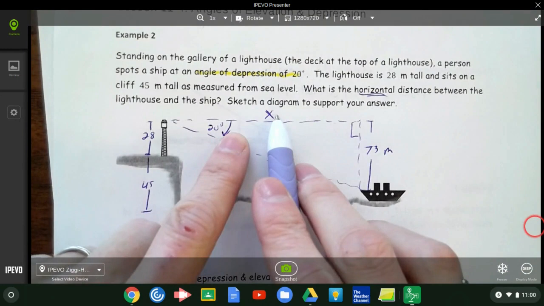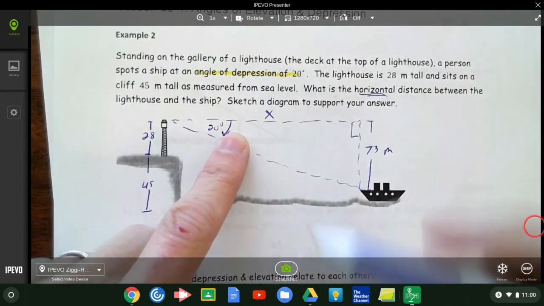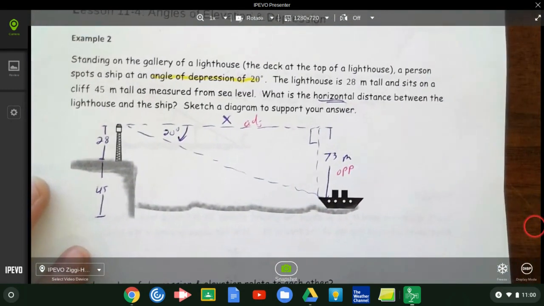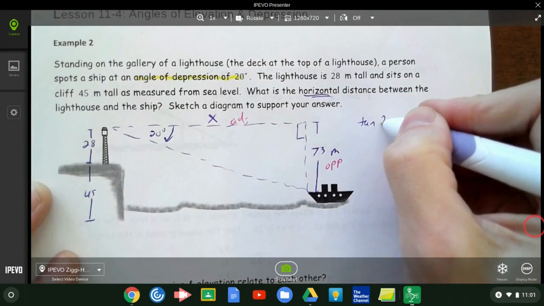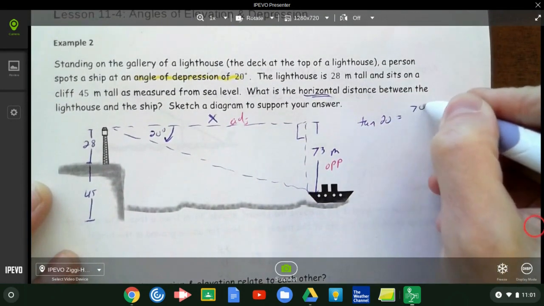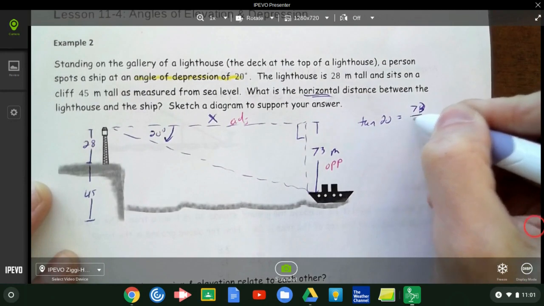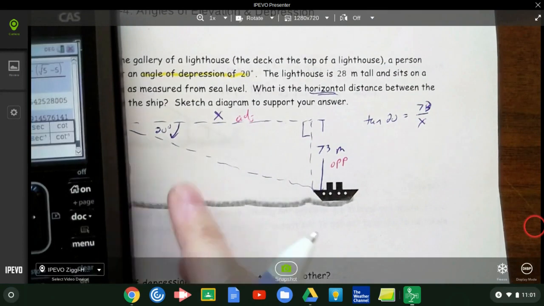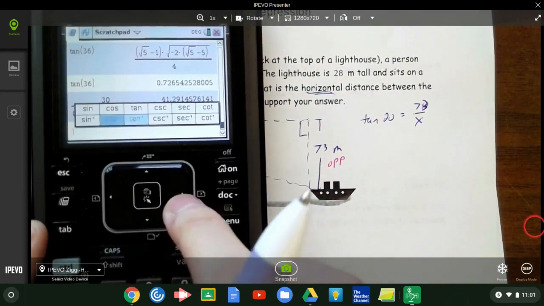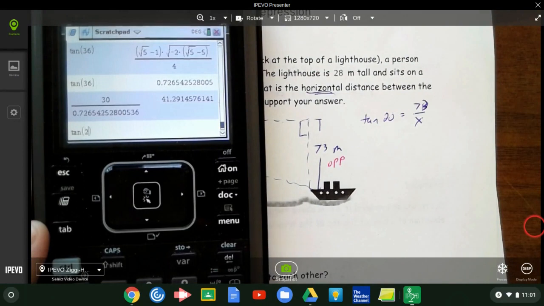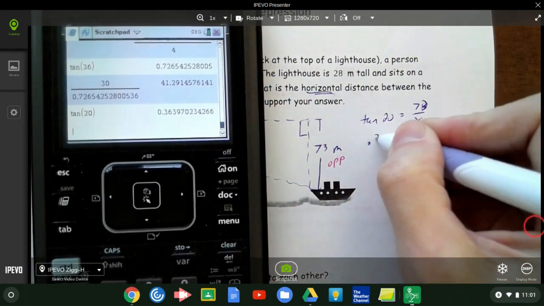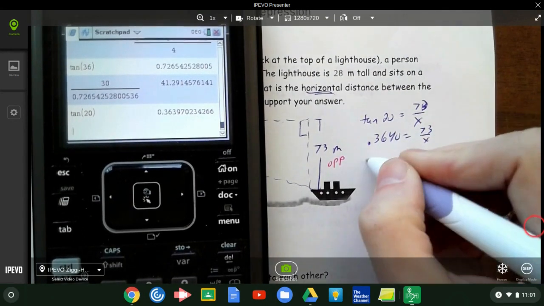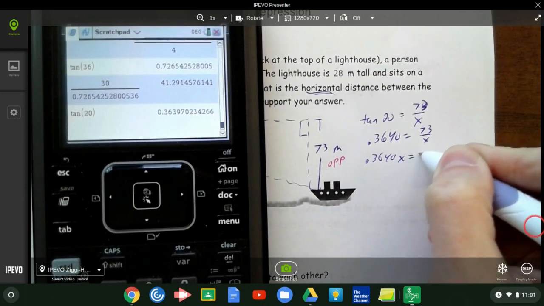So I'm looking for the adjacent. I know the opposite. There's my sides. This is the adjacent. This is the opposite. Looks like I'm using tangent again. So the tangent of 20 degrees equals opposite, 73, over adjacent. So I'm going to go through my calculations now. So let's see. The tangent of 20 degrees gives me 0.3640. So that's 0.3640 x equals 73.